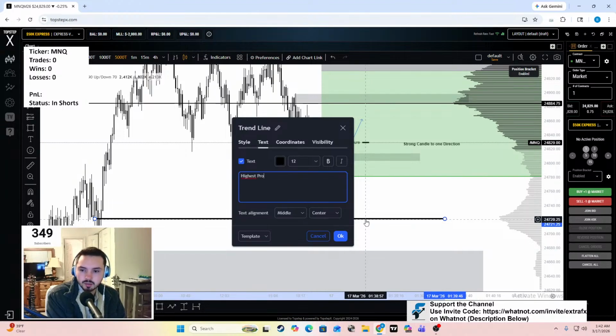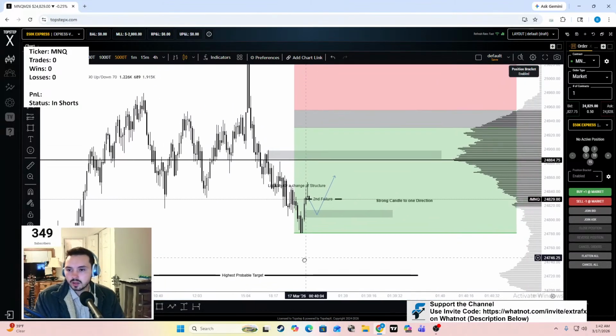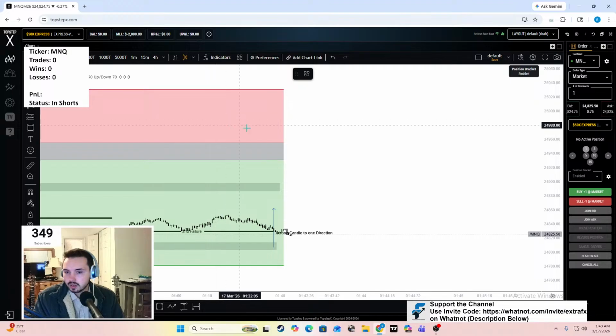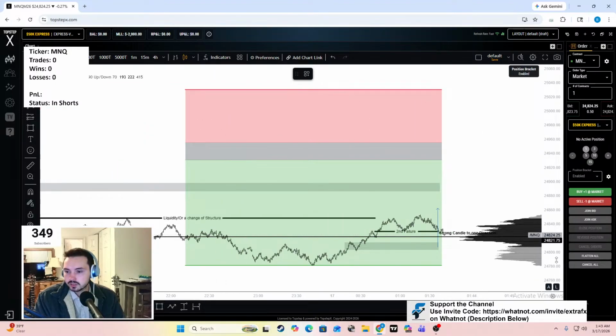Highest probable target for a low. And then the highest probable target for a high. I don't really like any of it, but I guess up here is where a lot of liquidity rests. There's like no liquidity up here, so there's very small potential that it would make it up to there. I don't know. I wouldn't really want to take this risk.